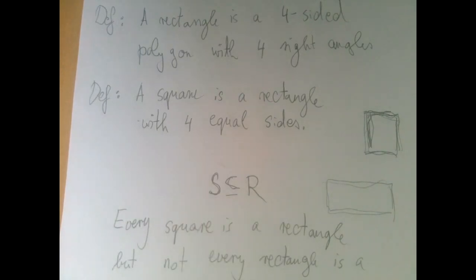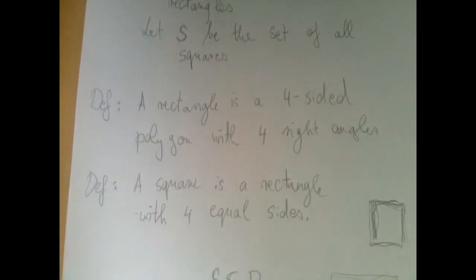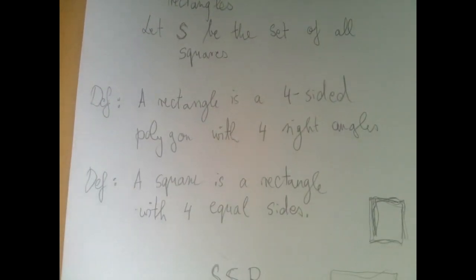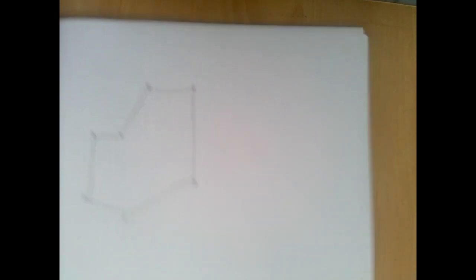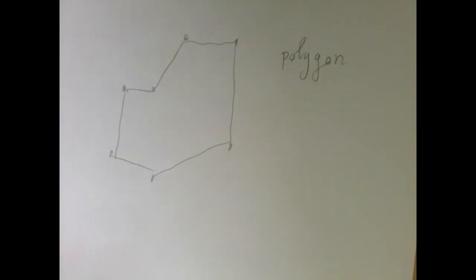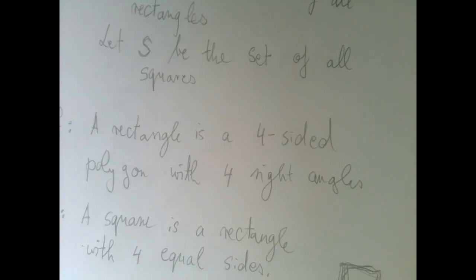But then someone could say, okay, well, what's a rectangle? And then we can say, well, a rectangle is a four-sided polygon with four right angles. But then someone could say, okay, what's a polygon, right? And a polygon is when in the plane we have a bunch of points and we connect them with straight line segments. That's a polygon. Poly means many in Greek, right? You might have heard the word polynomial. So polygon.